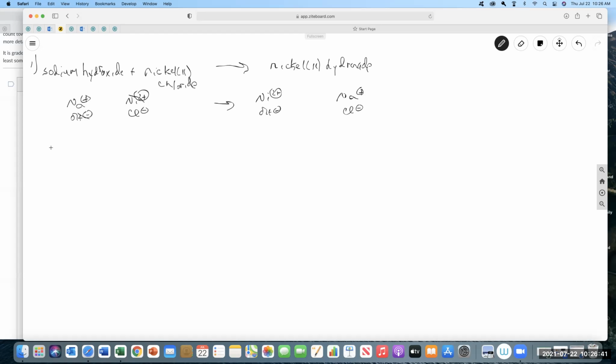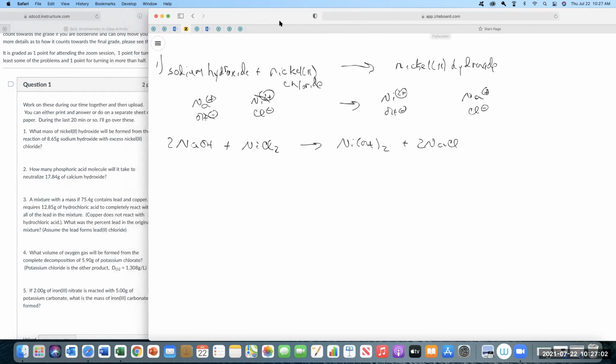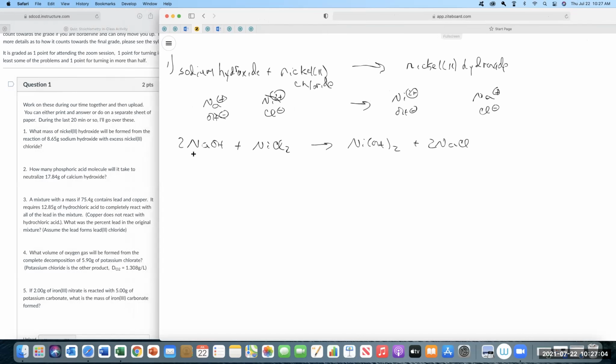So then you could write the reaction NaOH, NiCl2, Ni(OH)2, and NaCl. And then we need to balance this. The balancing part is usually easy. Okay, so then the question is, we have 8.65 grams of sodium hydroxide. We want to find the mass.